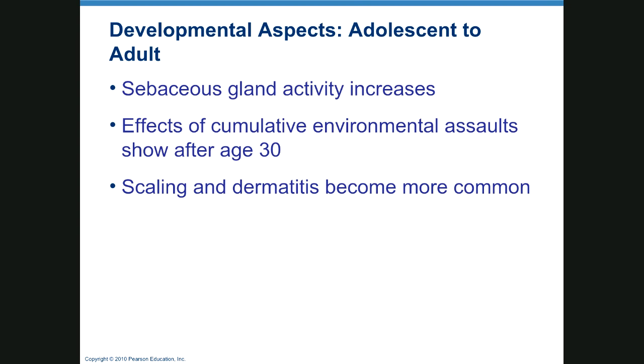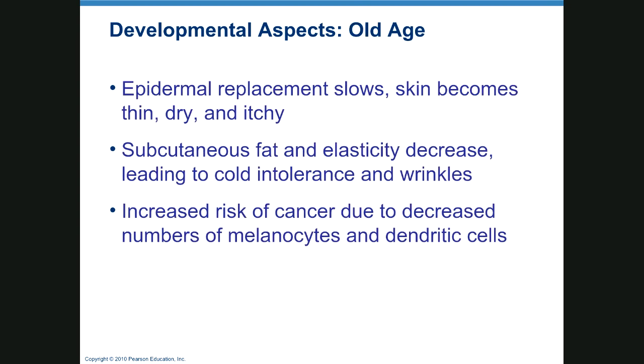Let's see what else. We pretty much cover all these. So you should have an idea of what happens as we age with the skin and what type of conditions we need to watch out for. So an elderly patient will be more subject to dehydration, to cold temperature, to electrolyte imbalance, just because of dehydration, for example, and to skin cancer also.